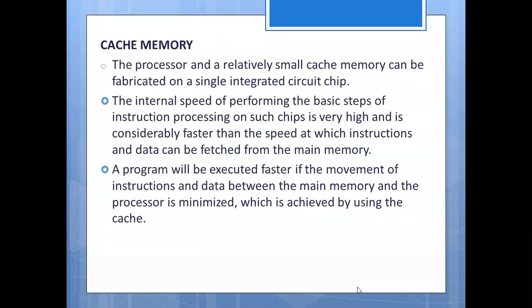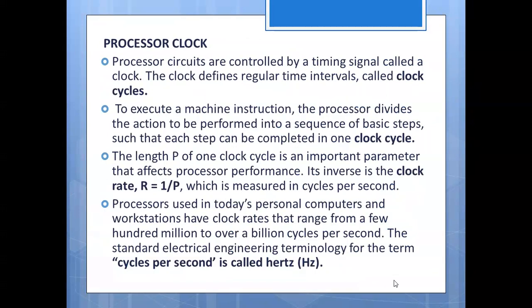One of the other important parameters is cache memory. Nowadays, all processors come with cache memory, which is on the chip itself. The internal speed of performing basic steps of instruction processing is very high, because each time it has to access the memory and come back to the processor, it takes time. That's why many of the new processors have a small amount of memory on the chip itself, which makes the execution faster.